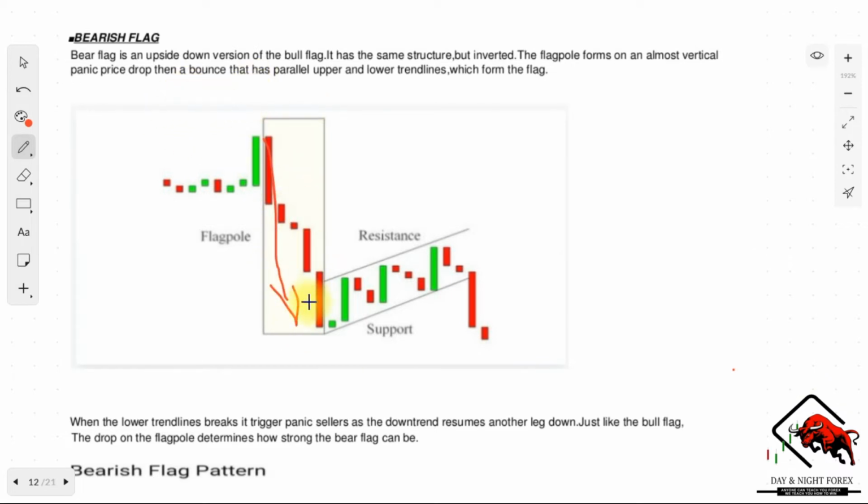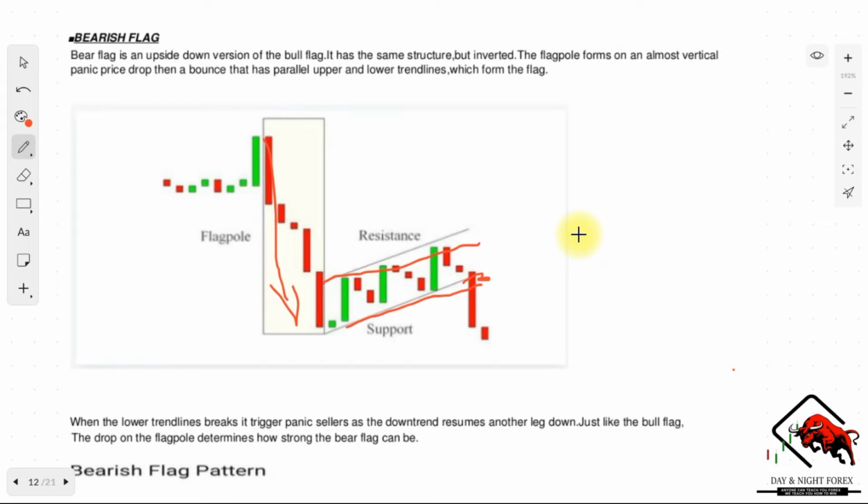That then bounces off as it forms a pullback. So as you can see right here, this is the parallel, giving us our parallel resistance as well as the support line, which is the formation of the flag, right? And then when it breaks out there, that is when we are looking out for our selling opportunities. So when the lower trend line breaks, it triggers panic sellers as the downtrend resumes another leg down.